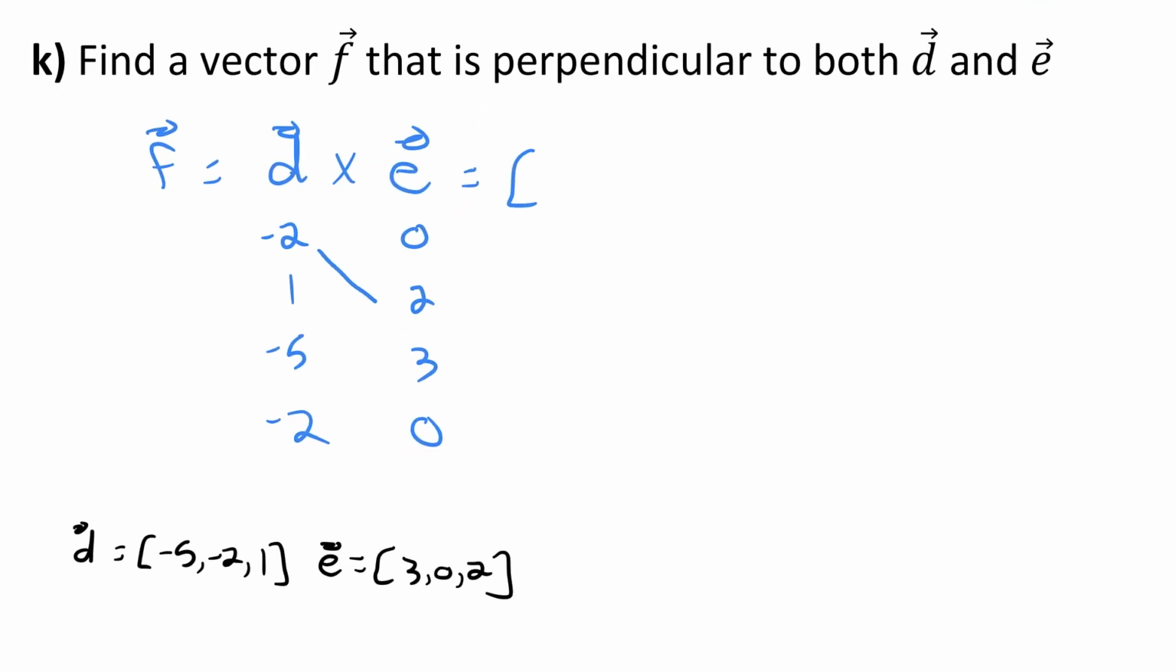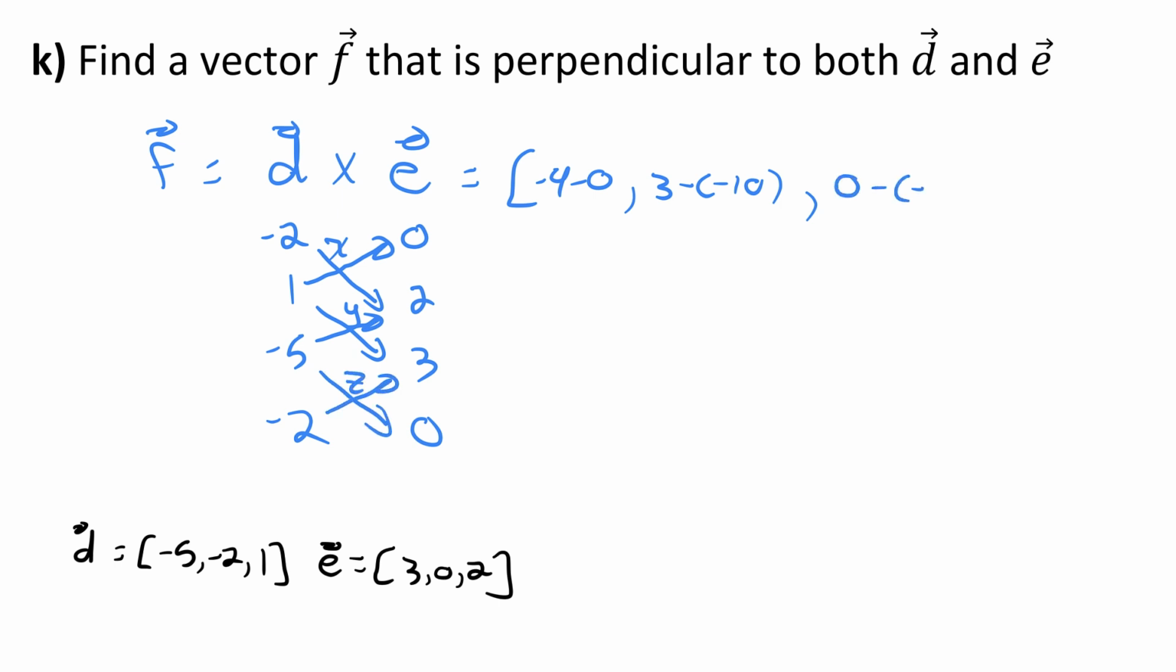So I'll get the x component by doing the product of those two, negative 4, minus the product of those two. So negative 4 minus 0. For y, I will get 3 minus negative 10. And for z, I will get 0 minus negative 6. That gives me the vector negative 4, 13, 6. I could check the dot product of that vector with vector D and vector E, and both dot products would be 0, verifying that it is in fact perpendicular to both.